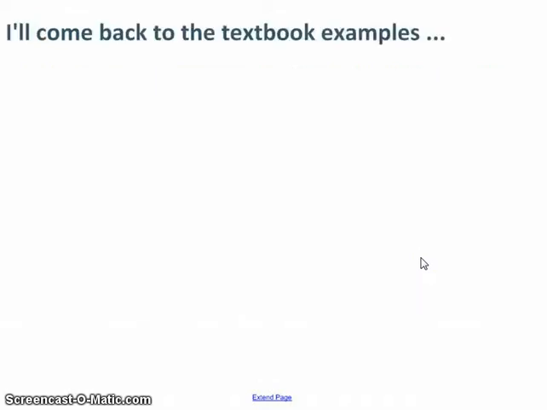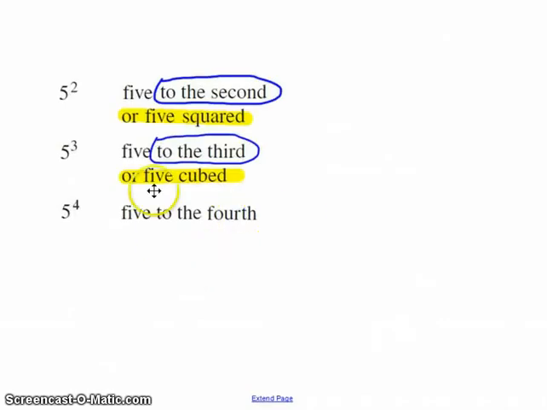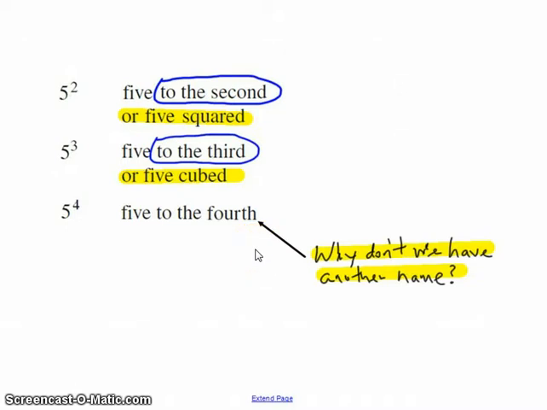Now I'm going to come back to more of the textbook examples in a few slides, but first I want to talk about something. Notice we said this could be called 5 to the second, but we could also say 5 squared. And this could be called 5 to the third, but we could also say 5 cubed. But what about this one? We can only say 5 to the fourth. Why don't we have another name for that?